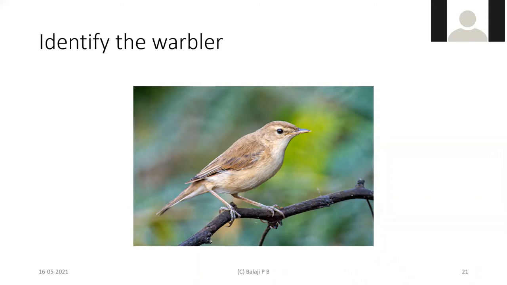Paddy field warbler. Okay, sir, why do you think it's a paddy field warbler? Pinkish legs, okay. Then the black stripe on the crown, dark sides to the crown, okay. So you feel it's a paddy field warbler.